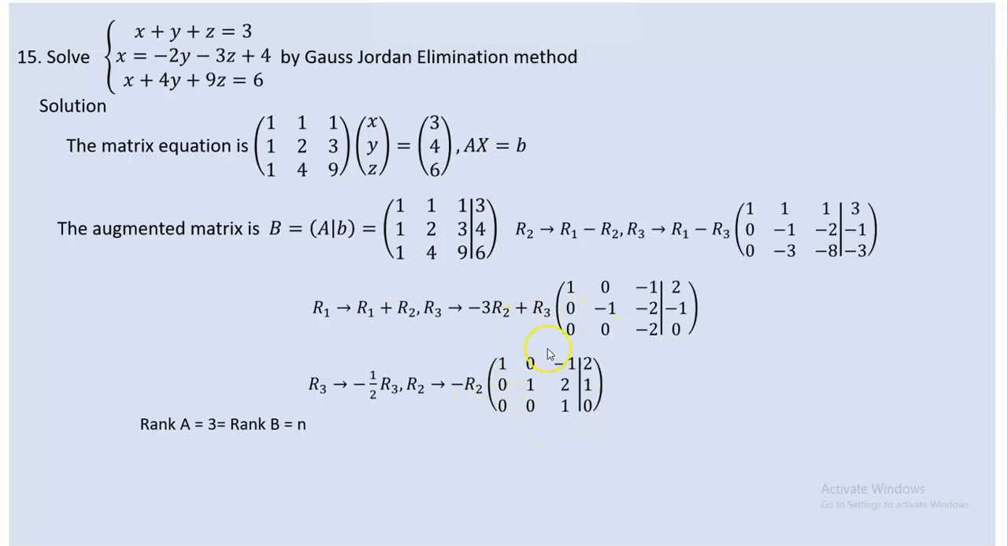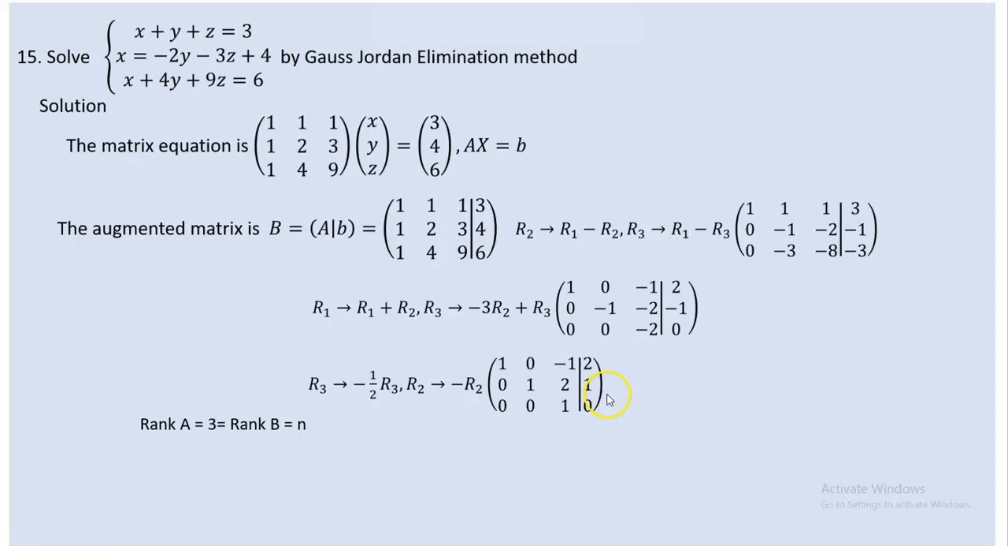Now let's think of the rank. The rank of this matrix, once it is changed to row echelon form, is the number of non-zero rows, right? This is your matrix B, the augmented form. So if you count the number of non-zero rows here, the first is non-zero, the second is also non-zero, the third is also non-zero.